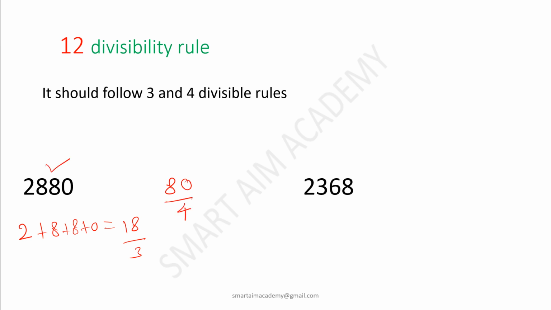Next one, 2368. Sum of digits 2 plus 3 plus 6 plus 8, total 19, is not divisible by 3. So the given number is not divisible by 3. Sorry, not divisible by 12.